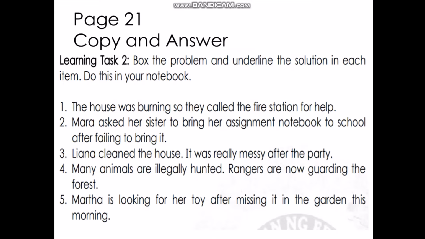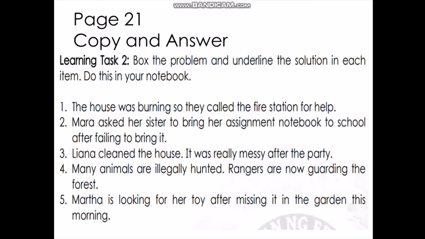Write in your paper, page 21. It's copy and answer. Again, you need to copy and answer. Write there, page 21, learning task 2, and then 1 to 5, and then write each sentence. Okay? Write the sentences in number 1, number 2, 3, 4, and 5.